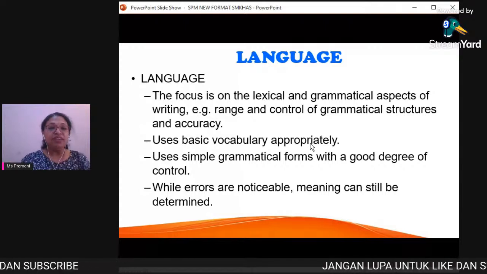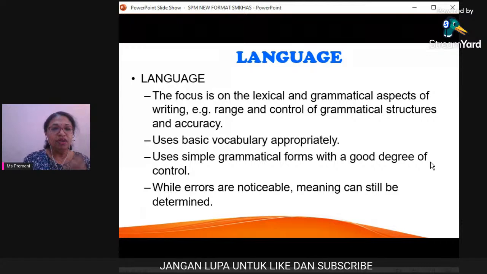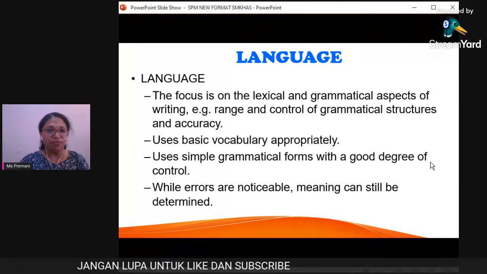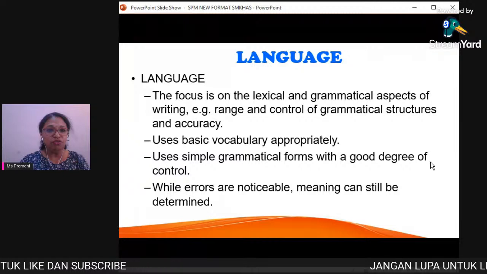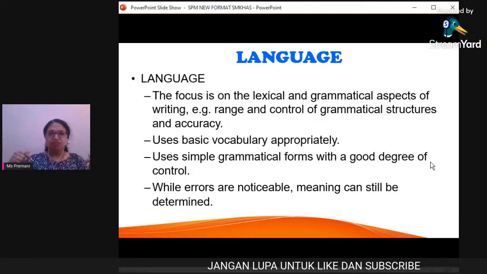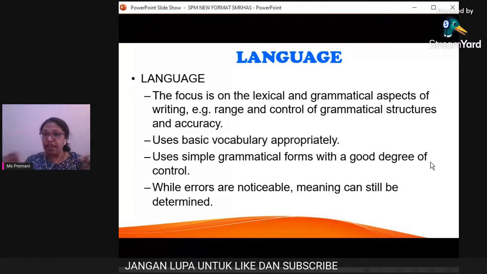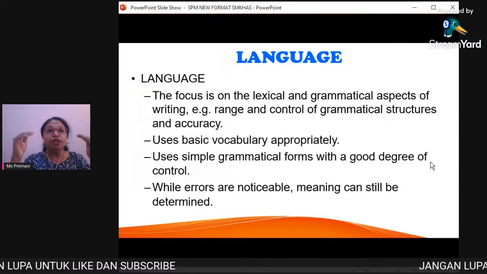Okay, so next, uses simple grammatical forms with good degree of control. When they say good degree of control, it means you know how to control your errors. Okay, so the pattern is like this. If every line you got error, you're going below 3. Every line, your essay, every sentence got error. 1 error, 2 errors. You're going below and below.